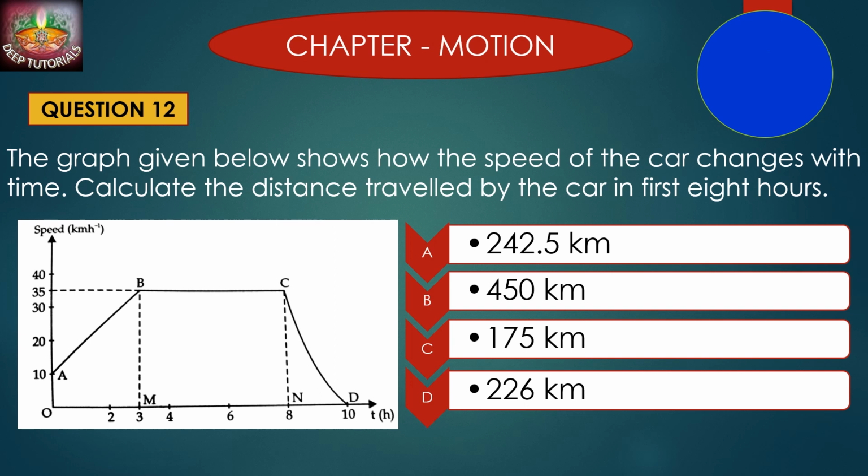Coming on to question number 12. The graph given below shows how the speed of the car changes with time. Calculate the distance traveled by the car in first 8 hours. Your options are 242.5 km, 450 km, 175 km, or 226 km.